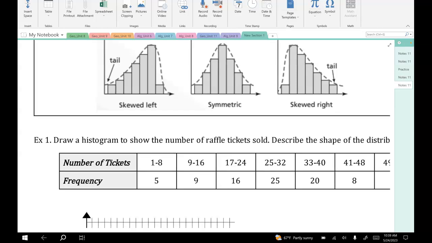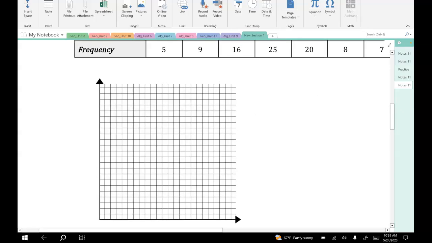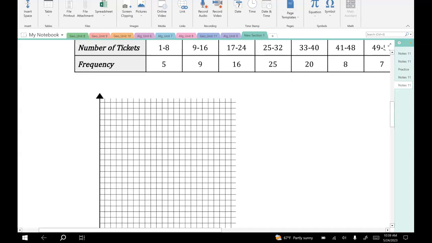A good graph here will have a few things. First, it'll have labels on our axes. So in our box, we have frequency. Frequency means the number of times it happens. And these are our number of tickets sold. Between 1 and 8 tickets sold, that happened 5 times. Between 9 and 16 tickets sold, that happened 9 times. 17 to 24 tickets sold, that happened 16 times, and so on.